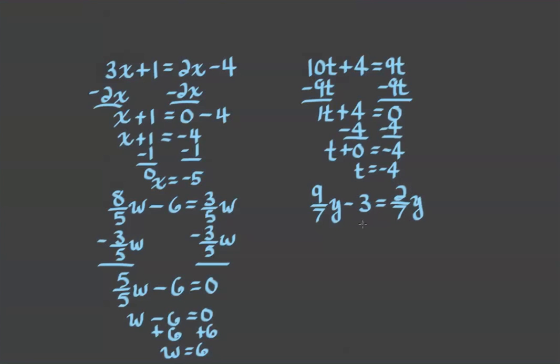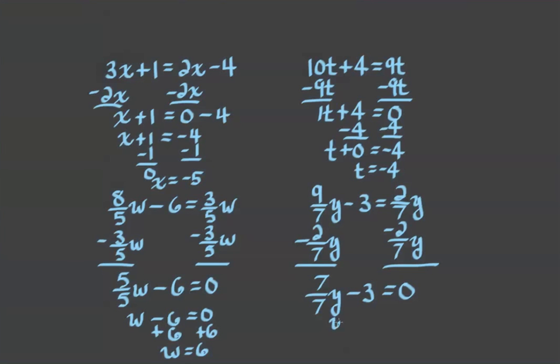If you take away 2/7 from 9/7, that leaves you with 7/7. Let's bring down our -3. This gives us 0. 7/7 y can reduce to 1y. Minus 3 is 0. We can bring over our -3 by adding 3 to both sides. And there's our solution. Y is 3.